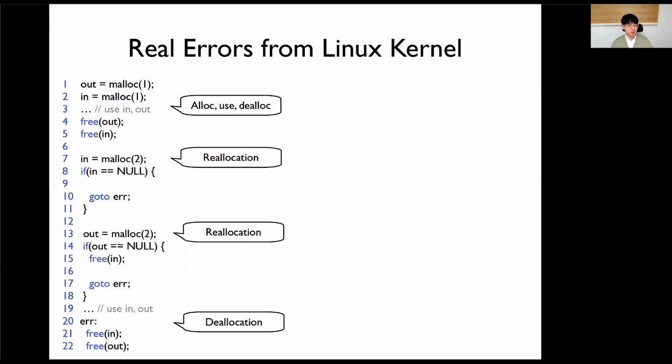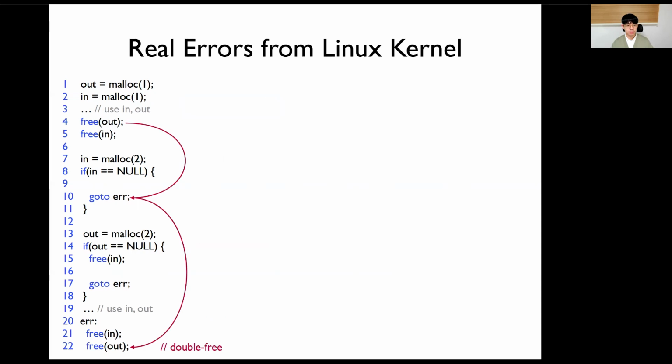Okay, did you find the bug trace? Okay, I will explain the bug trace. The first trace is as follows. When the buffer in at line 7 fails to get reallocated, it goes to the error handling code at line 12. And then in this handling code, the free statement is called on the buffer out that is already deallocated at line 4. And this is the first double free error.